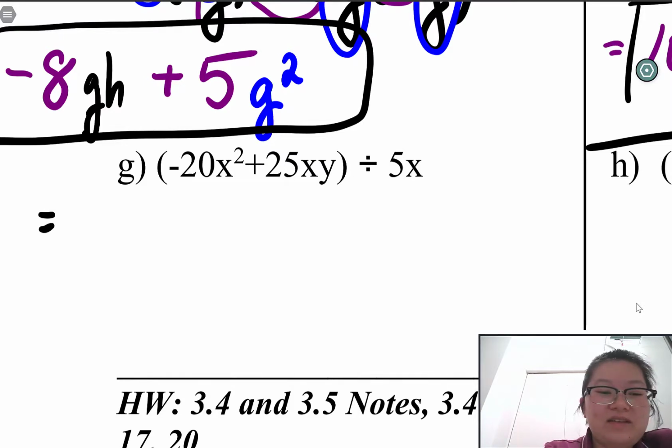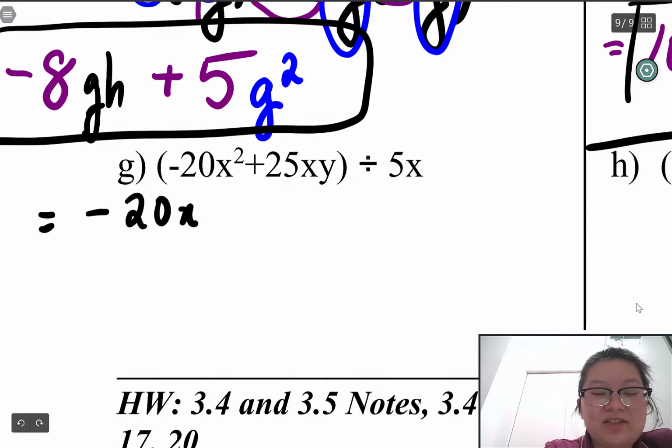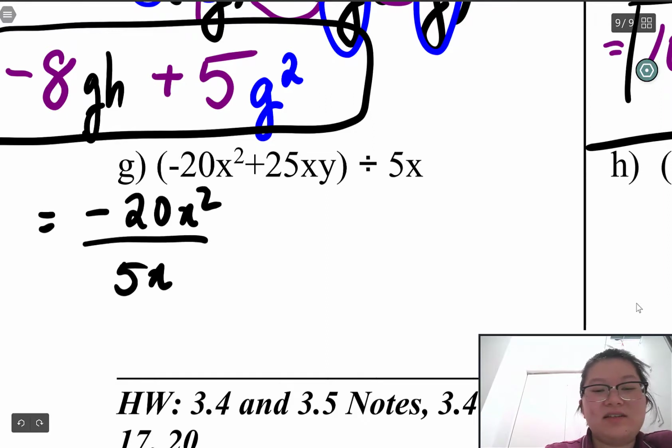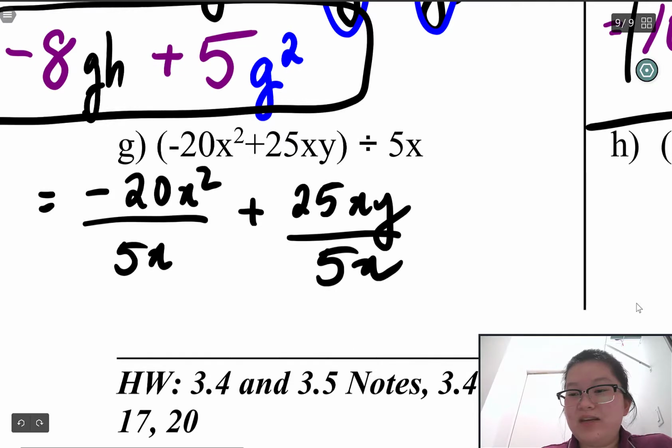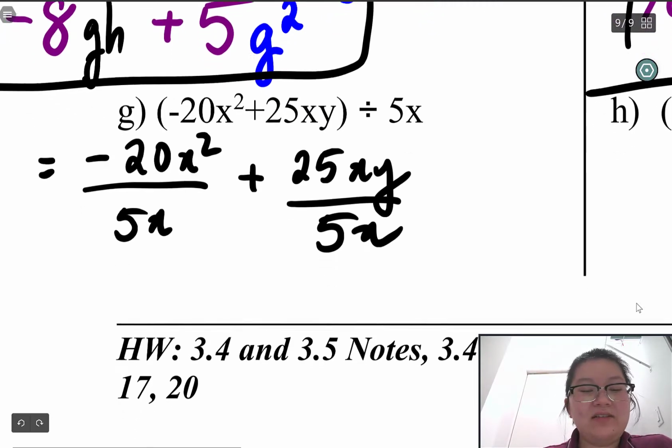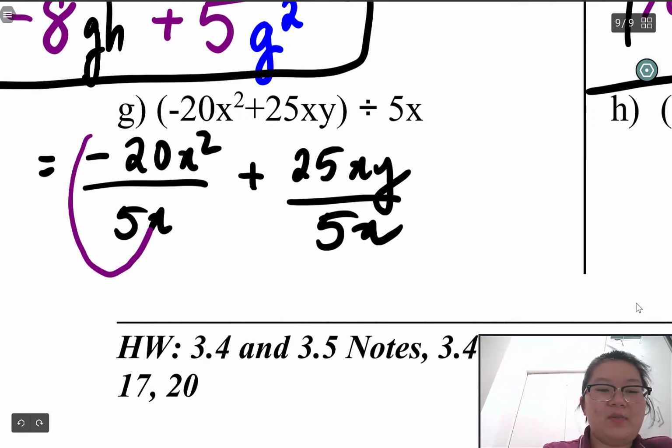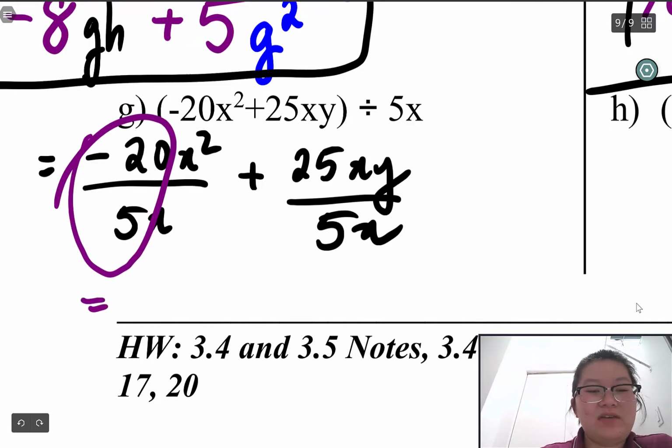So I have to rewrite this. I'm going to get negative 20x squared, and then I'm going to divide it by my 5x. I'm going to plus 25xy, and then again divide it by 5x. So same idea. When I'm dividing, I still need to look at the numbers themselves. So negative 20 divided by the 5 gives me negative 4.